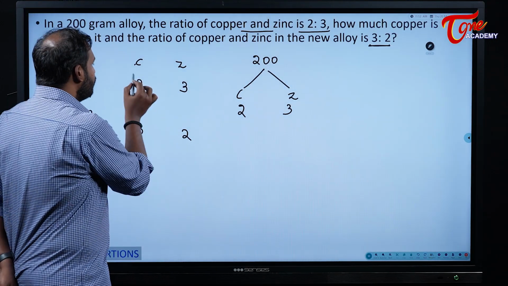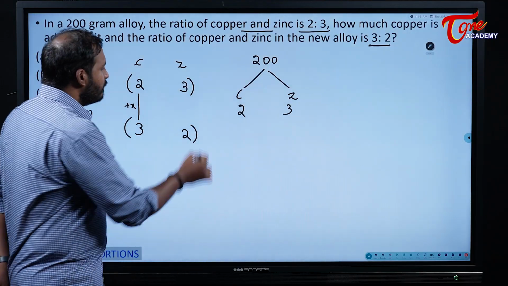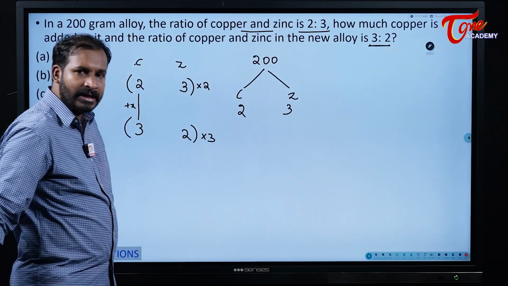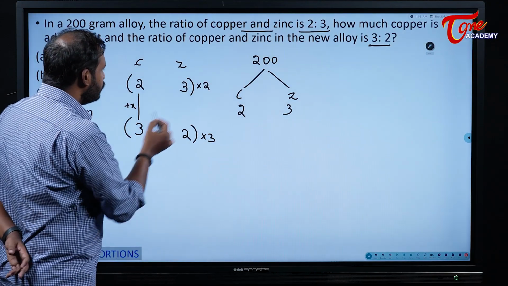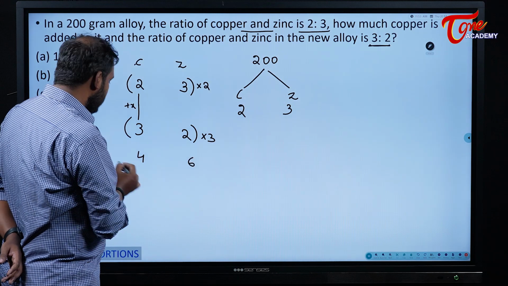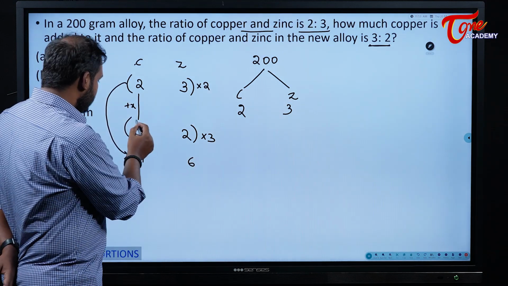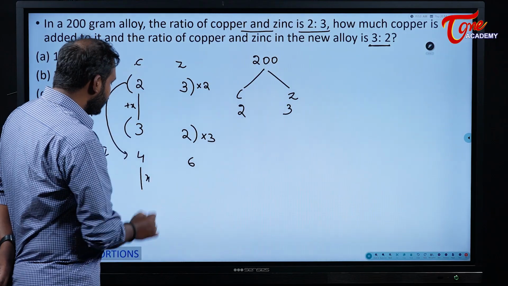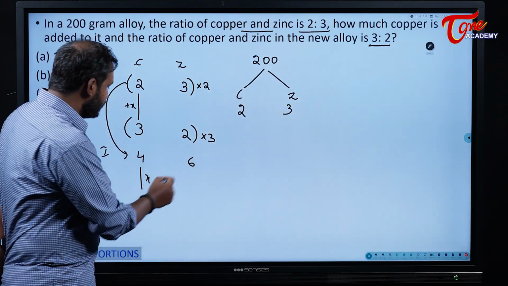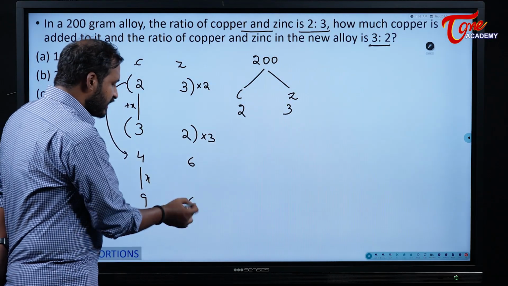So first of all, we will try to equalize the zinc portion. How can we equalize the zinc portion? By multiplying this with 2 and this with 3. Am I correct? So now when I multiply this with 2 and this with 3, this becomes 4 and this becomes 6. That means initially it is 4 and 6, and later, after the addition of X quantity, it becomes 3 and 2. That means 3 3s are 9 and this becomes 6. Same quantity, 6 and 6 here and here.